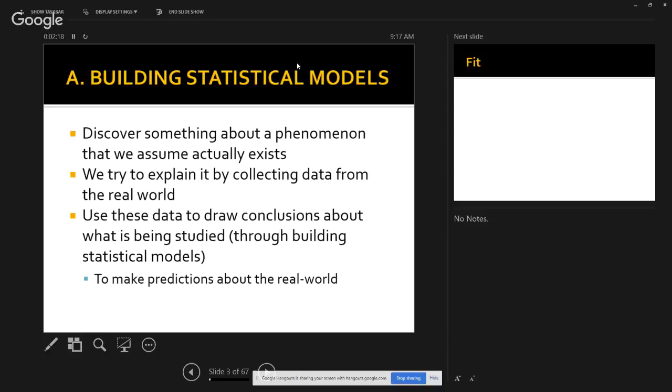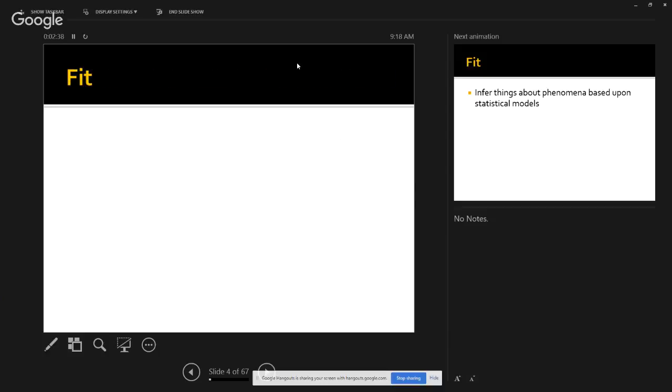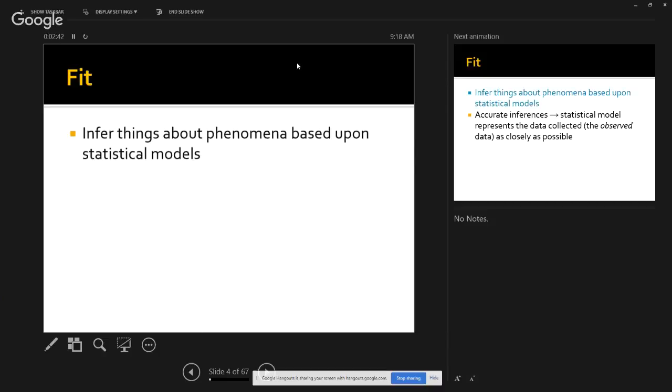So we're trying to explain whatever phenomena we're trying to study by collecting data in the real world. And obviously, we're not actually studying the real world phenomena everywhere. We are using the data that we have to try to infer what it is in the real world, in a population. We're making predictions. So we have to look at fit. So we infer things about a phenomenon based on these statistical models.